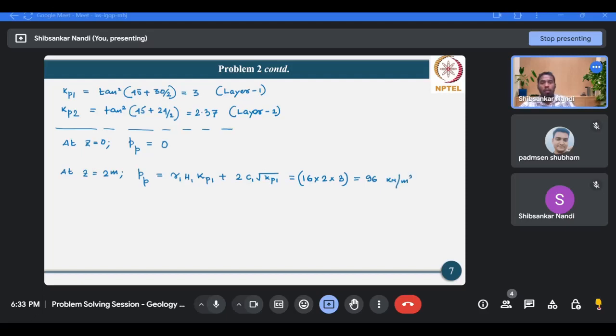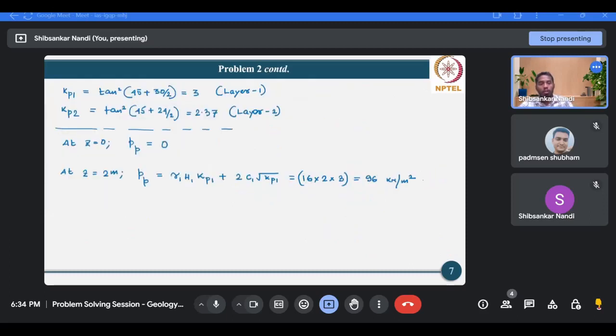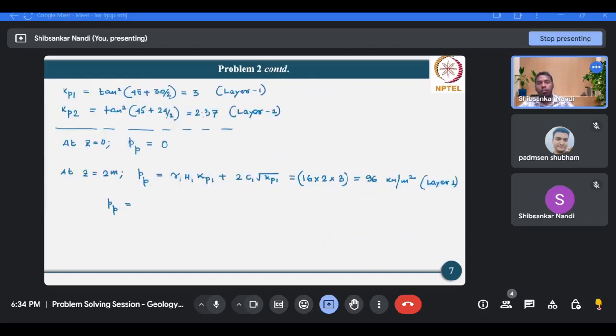Okay. Now at the interface, at level B, we have the interface between layer 1 and layer 2. So this value we have got is for layer 1. Similarly, we have to calculate the Pp value for layer 2 as well, since the passive earth pressure coefficient changes at this interface from the value of layer 1 to that of layer 2. It's changing from 3 to 2.37.